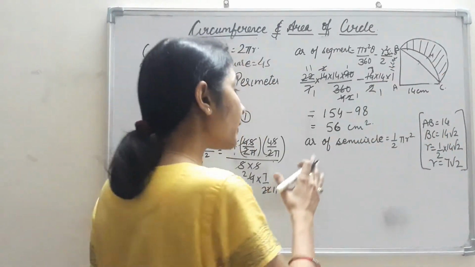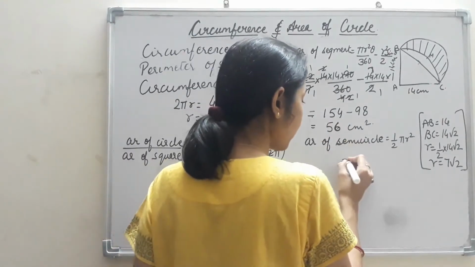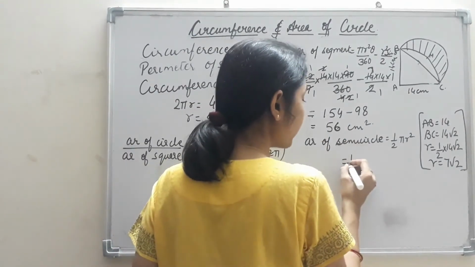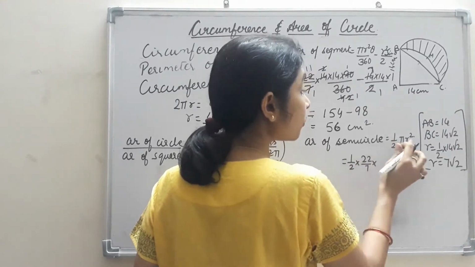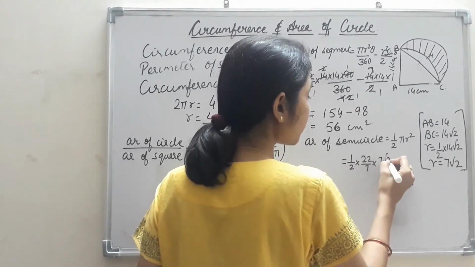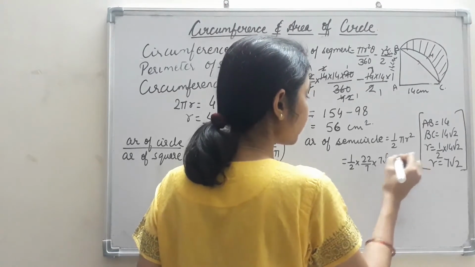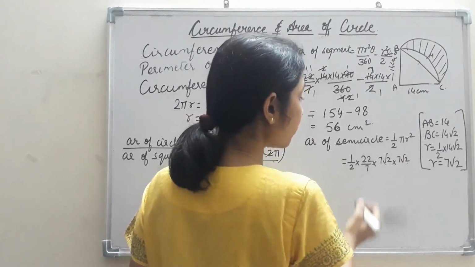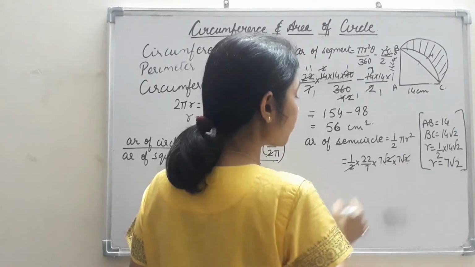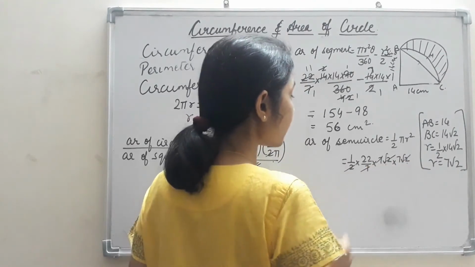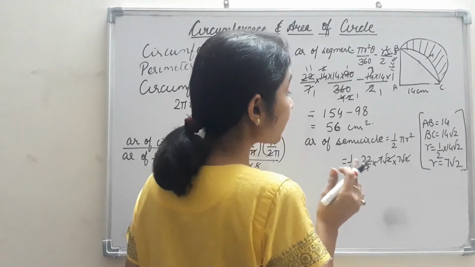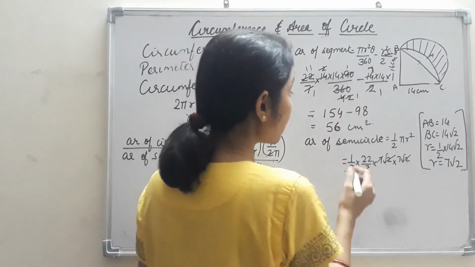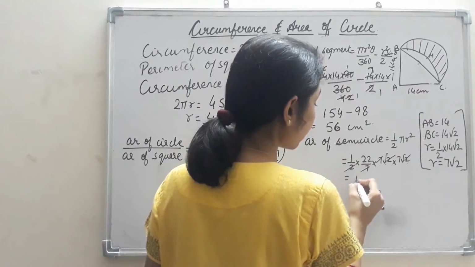Now finding the area of the semicircle: half pi r square, that means half into 22 upon 7 into 7 root 2 into 7 root 2. Root 2 into root 2 is 2, so I cancel this 2 with the two root 2s. 7 and 7 cancel. So what we have here is 22 multiplied by 7, and that is equal to 154.